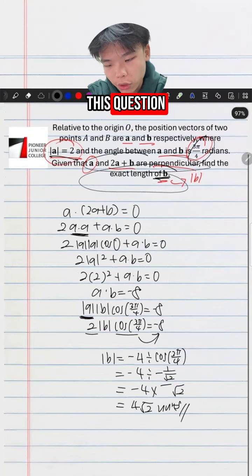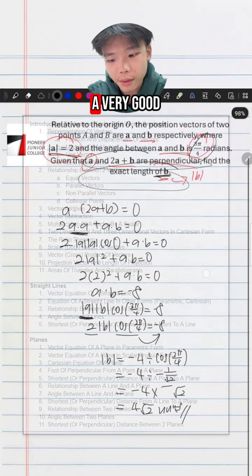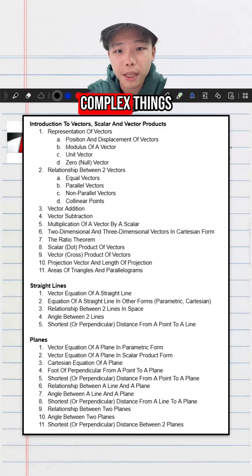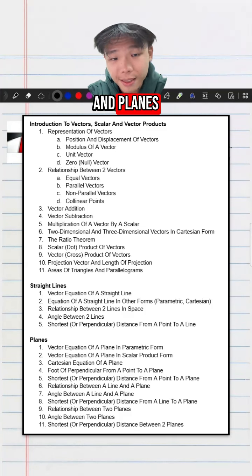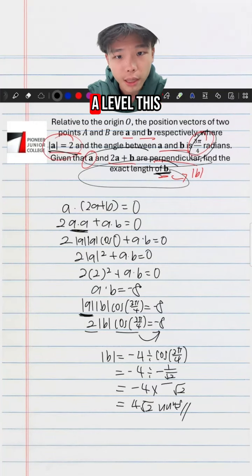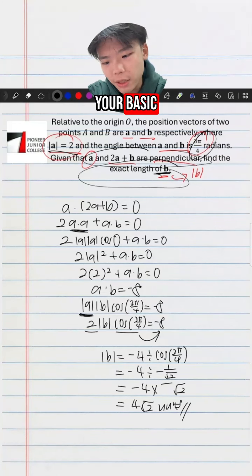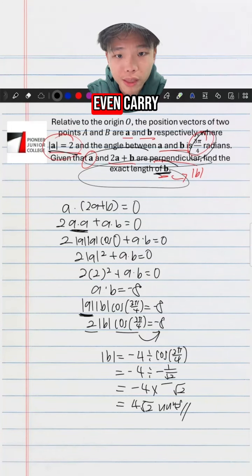I found that this question was very interestingly set, and it's a very good question to actually test your basics in vectors before we even move on to the more complex things like lines and planes in vectors. And if you're a J2 student picking up A-level this year, vectors is a very, very important topic, so make sure that you truly understand your basic concepts like dot product and cross product before you carry on with the more complex stuff.